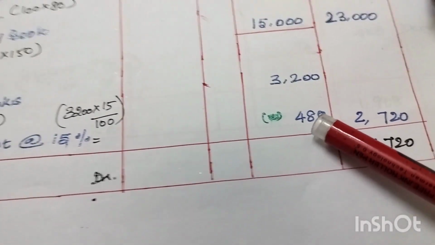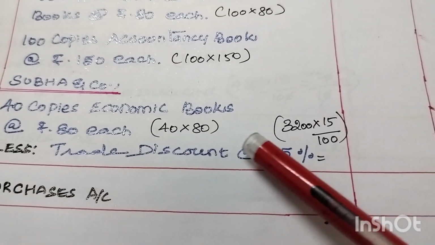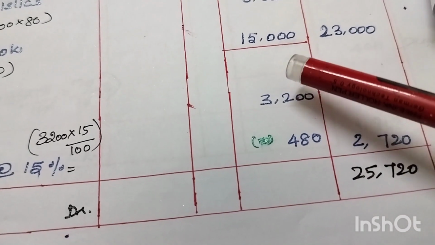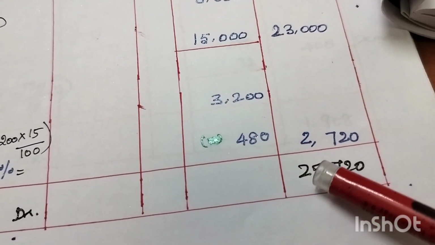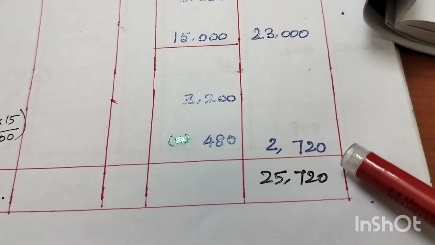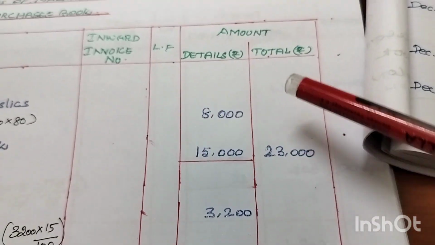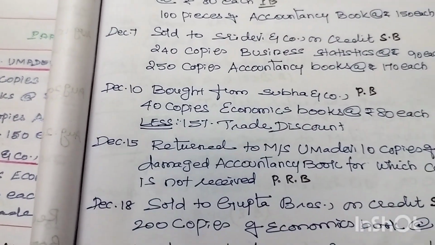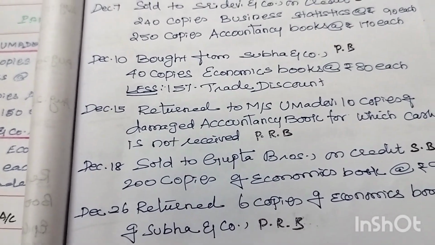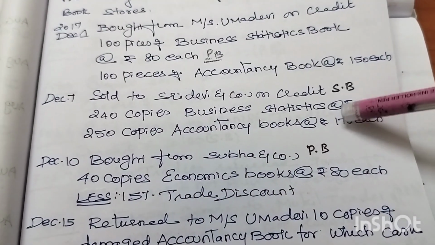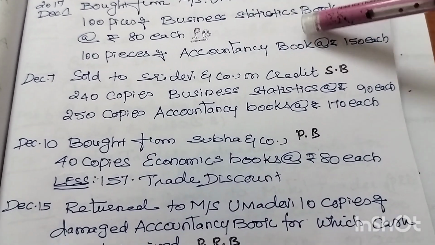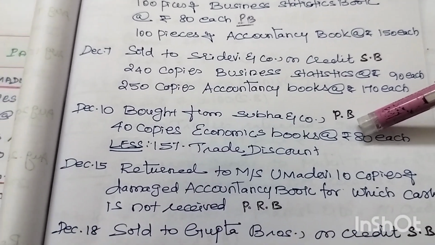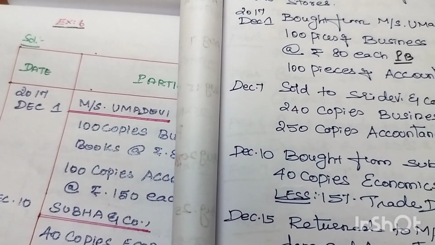480 rupees. Okay, so here it is given less trade discount 15%, means you have to deduct, or subtract, 480 rupees from the 3,200. You will get 2,720 rupees. You have to enter this amount into the total column. Then you have to check if any other purchases transactions are here. Given here, no. There are only 2 purchases related transactions given here. Both the transactions we entered into the purchases book.